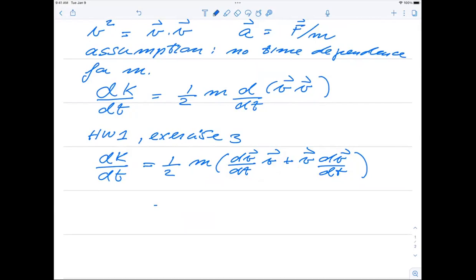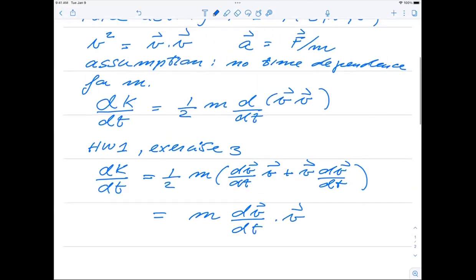So this is something which we now can rewrite as m, which we assume to be time independent. And this is given by dv dt. And this is again multiplied with v here. Now there's an interesting connection which we can make. If you now look back at the expression which we had here.